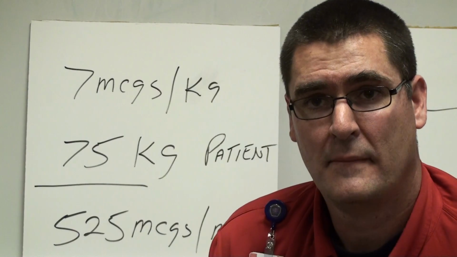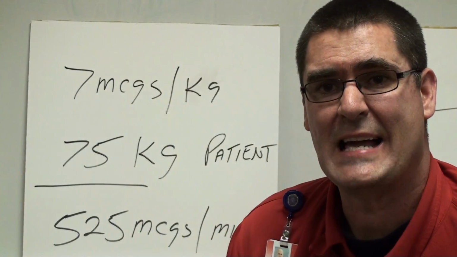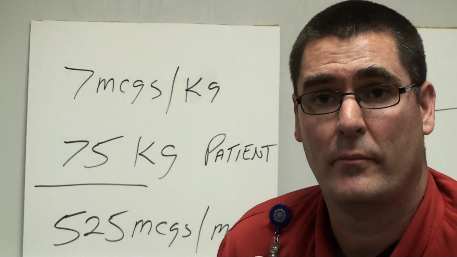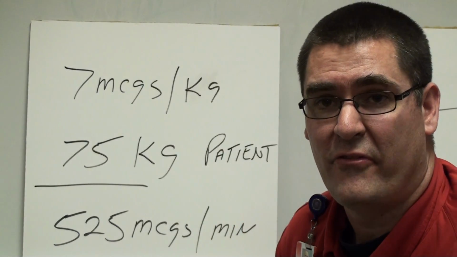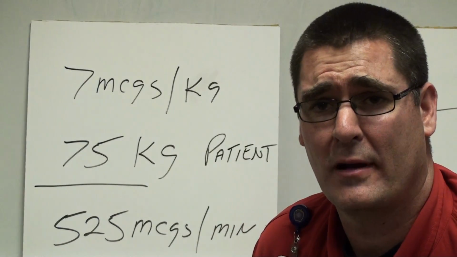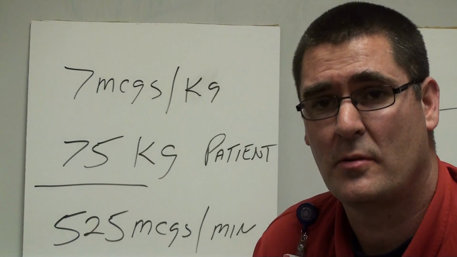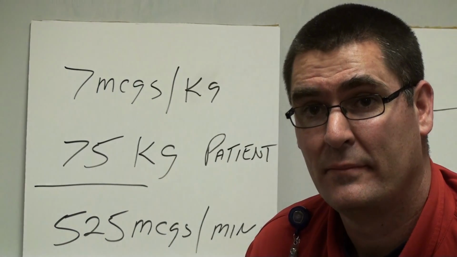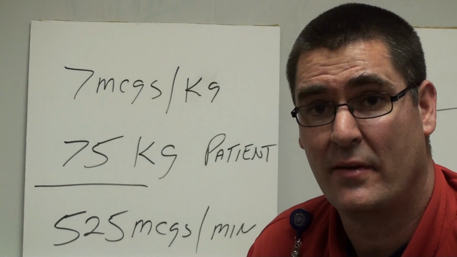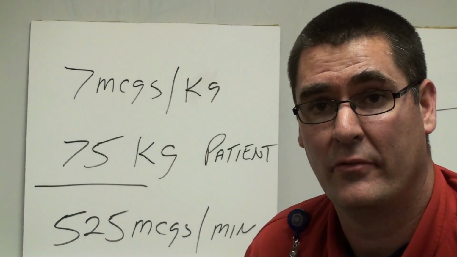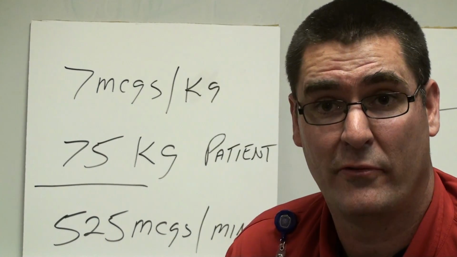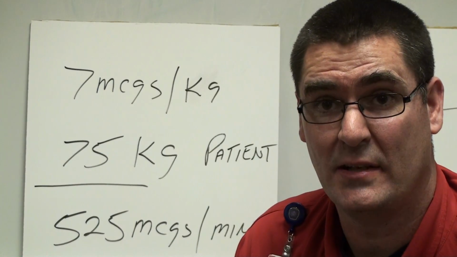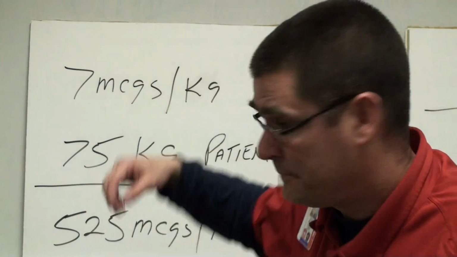I'm going to use 7 mics per kilo. And I'm going to have a 75 kilogram patient. This is going to be 525 micrograms a minute. That's how much I'm going to give. So far, no biggie. Okay. 7 times 75 is 525. We good so far? All right, let's take it a little bit further, okay?